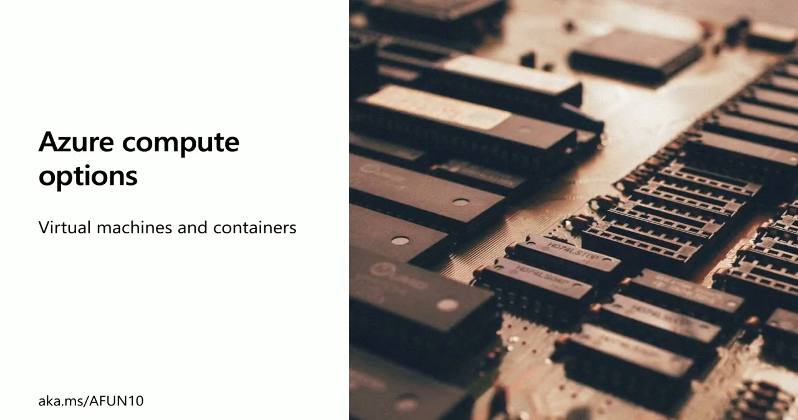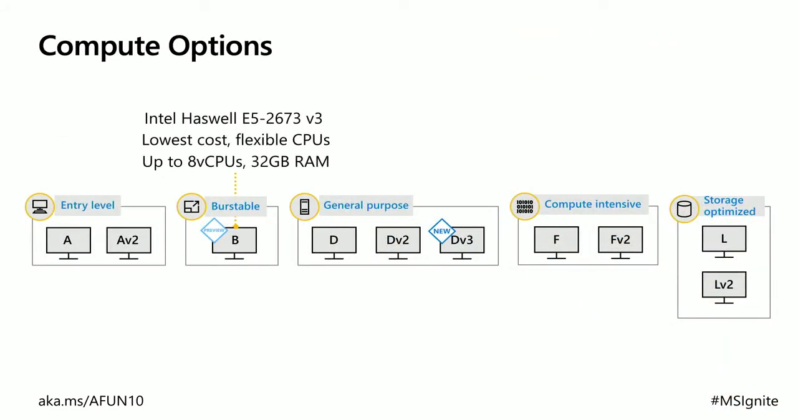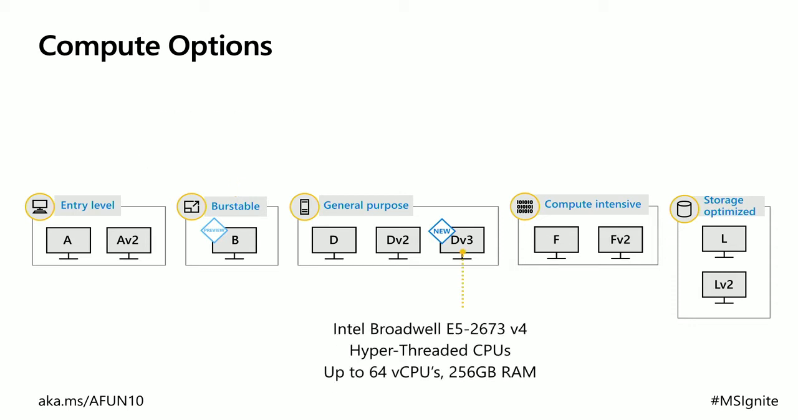All right, so let's talk a little bit about what some of our main compute options are in Azure. In this case, we're going to be talking about virtual machines and containers to get started with. We've got a lot of different compute options, and the details about how fast the various servers are is really not as important. You can know that you can go pretty high up for the general purpose VMs, up to 64 virtual CPUs and 256 gigs of RAM.